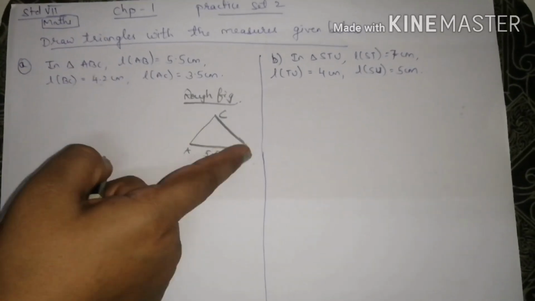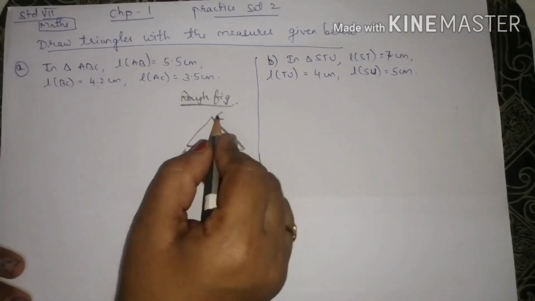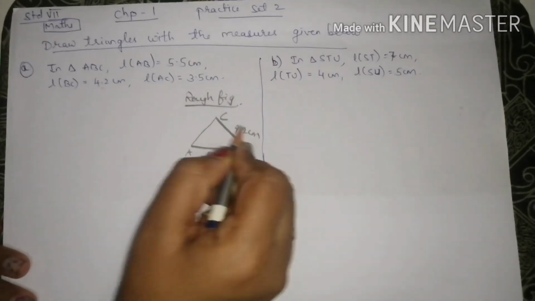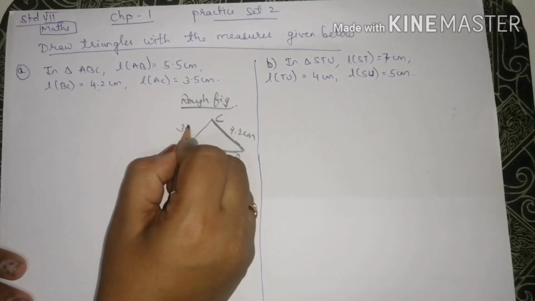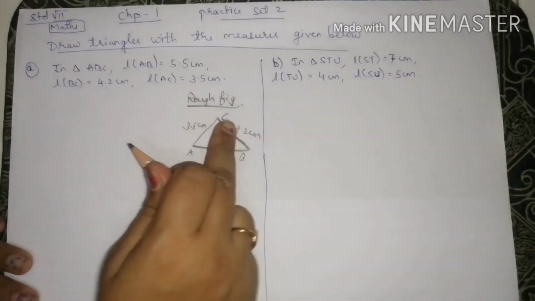Then BC. This is side BC. How much is BC given? 4.2 centimeter. Then length of AC. AC is how much given? 3.5 centimeter. I have named it like this, ABC.